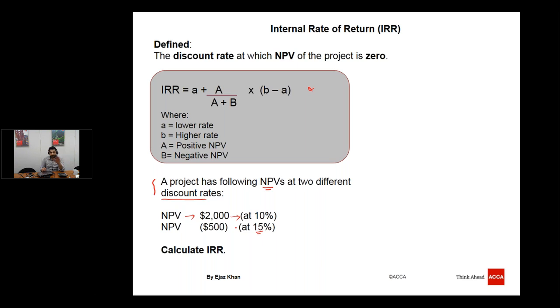If a project has positive NPV at 10% and negative NPV at 15%, what does this tell us about this project? It means that the project is generating a return in between 10 and 15%. It might be 11%, 12%, 13%, 14%, 14.5%, less than 15 but more than 10%, anywhere in between these two values, right?